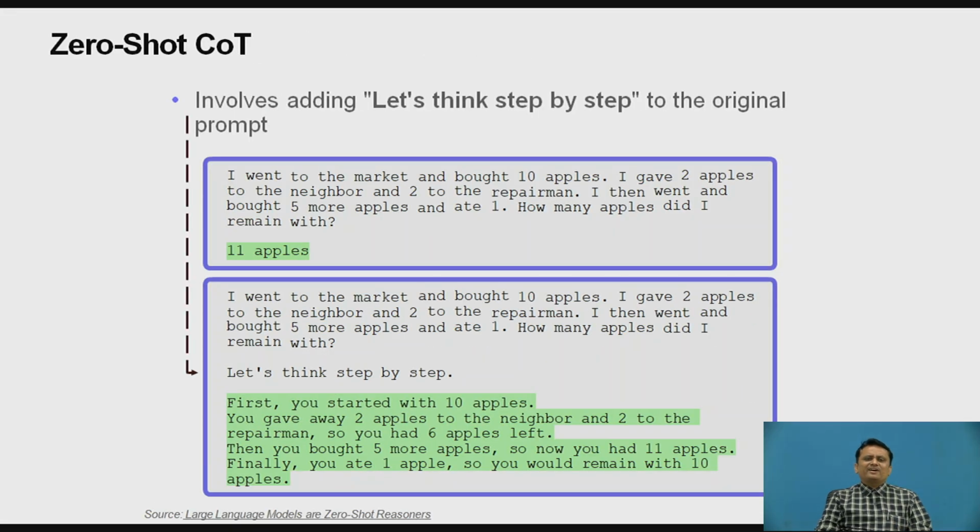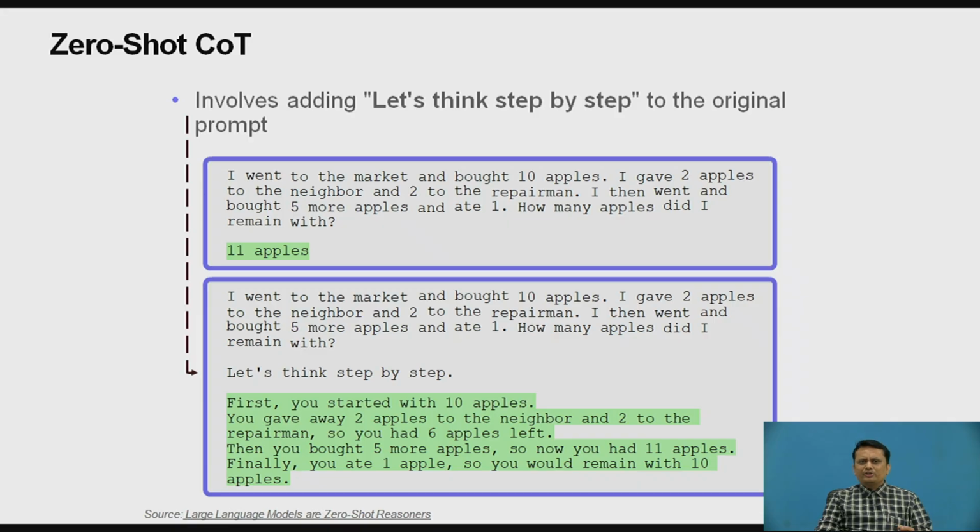So like that, another prompt engineering technique is called zero shot COT. In zero shot COT, you add steps like "think step by step" to the original prompt. So here one statement is given, and then one question is asked.